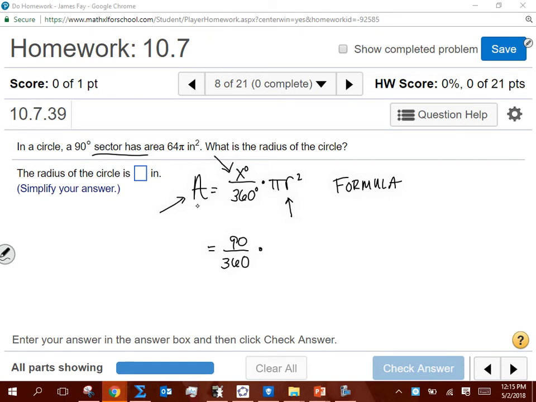Okay, what else do I know? The area. I know area is 64 pi, right? And r is what I don't know. R is what I'm looking for, right?